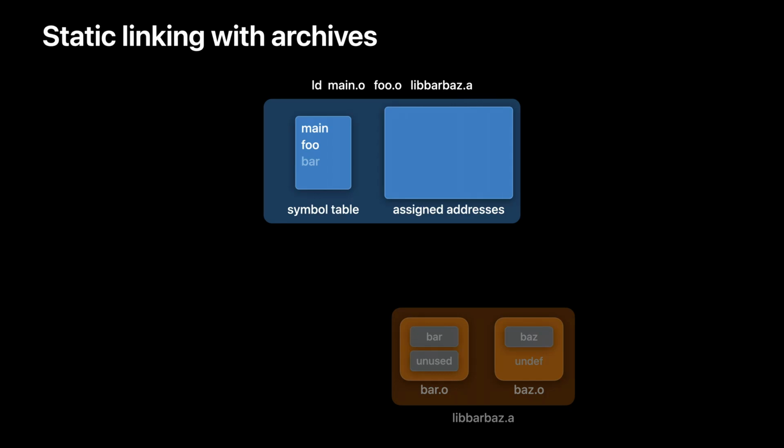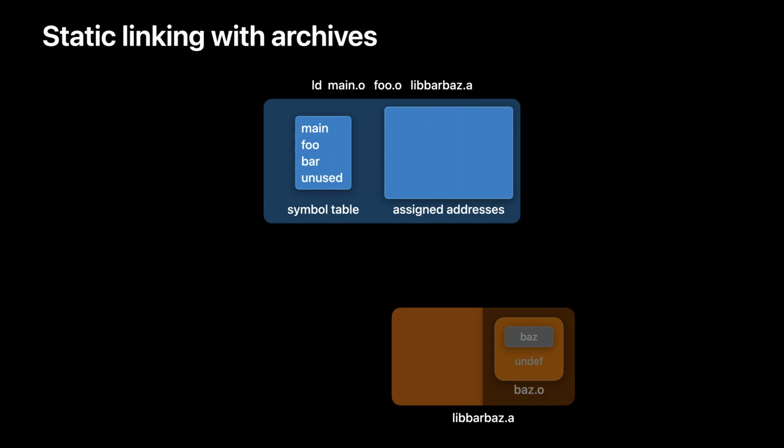Now that all the .o files in the command line have been loaded, the linker checks if there are any remaining undefined symbols. In this case, bar remains undefined, so the linker starts looking at libraries on the command line to see if a library will satisfy the missing undefined symbol bar. The linker finds that bar.o in the static library defines the symbol bar. So the linker loads bar.o out of the archive. At that point, there are no longer any undefined symbols, so the linker stops processing libraries.